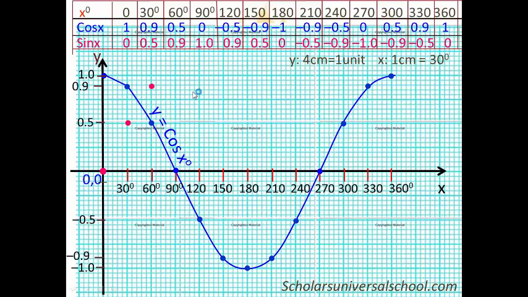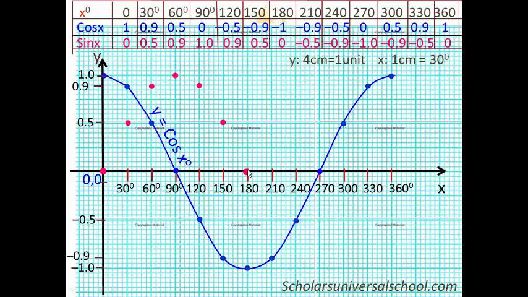Then we're going to have for 90 degrees, this is where sine x is maximum. So we have it here. Then at 120 degrees, 0.9 again. So we come here. And for 150 degrees, we have here. For 180 degrees, sine 180 degrees is 0.